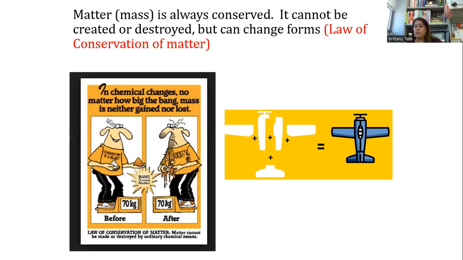Remember, we also talked about this with the carbon cycle and photosynthesis and cellular respiration. Those all support the idea that what we have at the beginning in a closed system is what we have at the end.